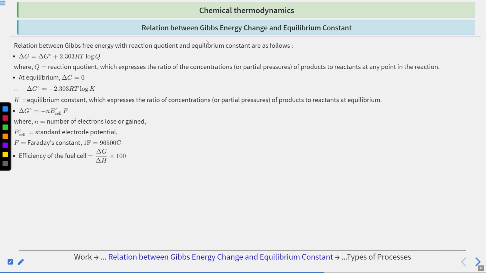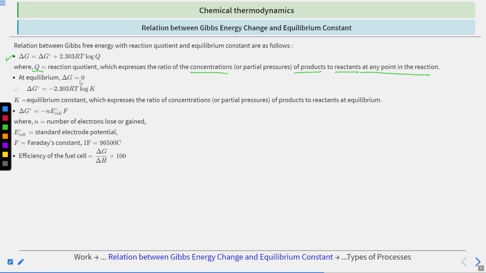So, the relation between Gibbs energy change and equilibrium constant. The relations between Gibbs free energy, reaction quotient and equilibrium constant are as follows. Delta G equals delta G naught plus 2.303 RT log Q, where Q is the reaction quotient, which expresses the ratio of concentration or partial pressure of products to the reactants at any point in the reaction. This is important: at any point in the reaction.